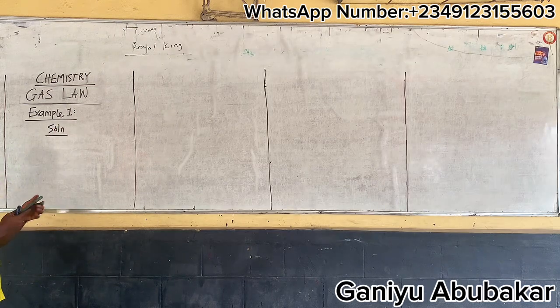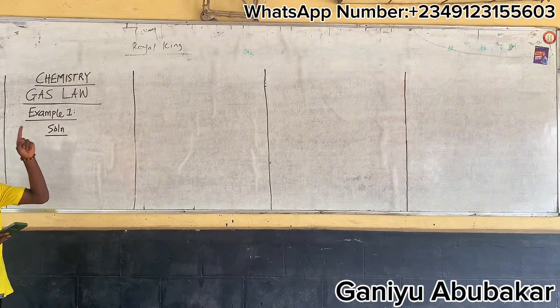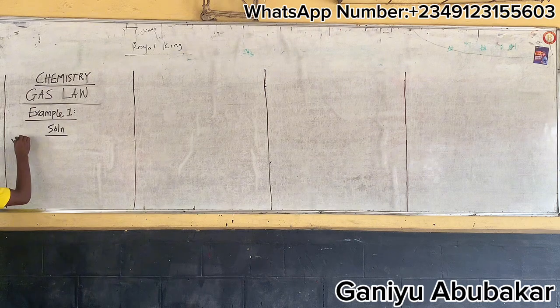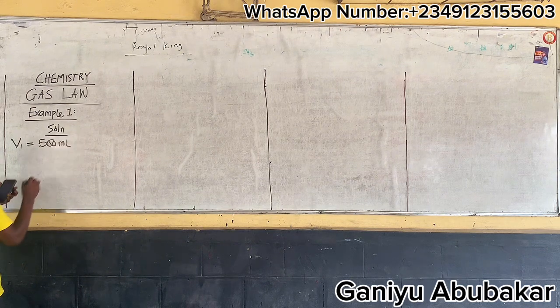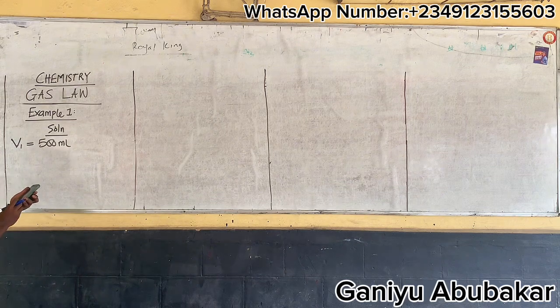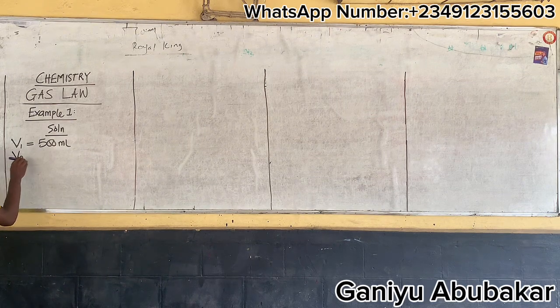It says that a gas contained in a flask of 500 milliliter capacity. That's my first volume, my V1. So V1 is 500 milliliter. It was allowed to expand into another flask of what capacity? That's my V2. V2 is 600 milliliter. No problem.